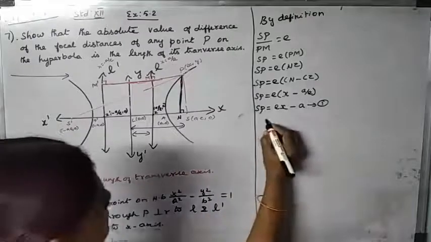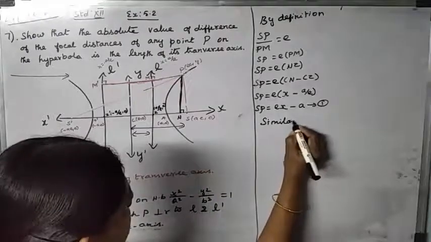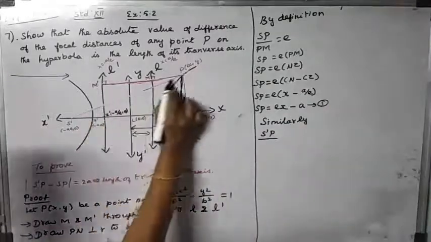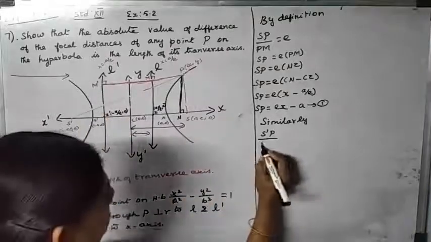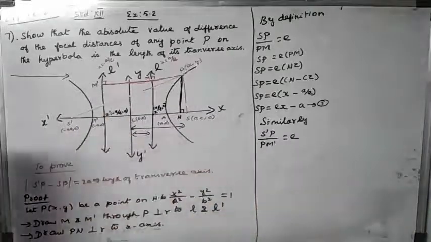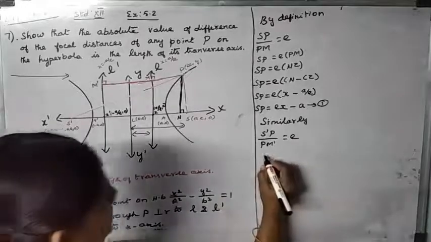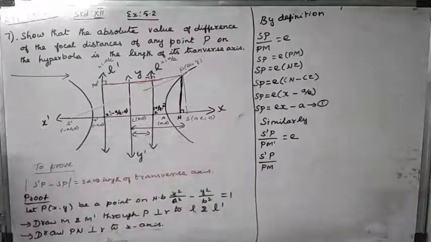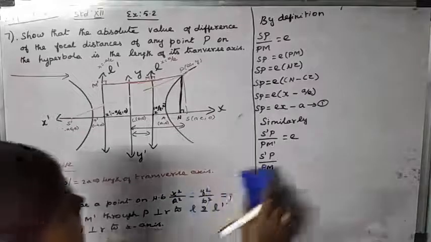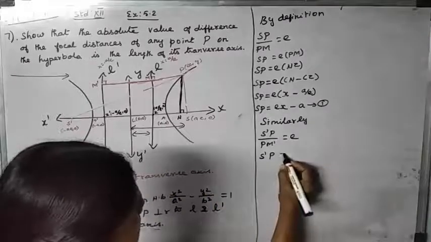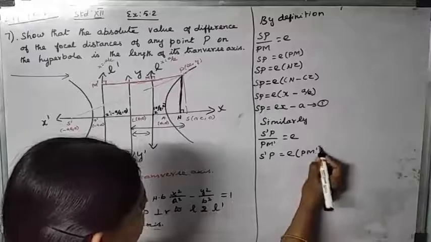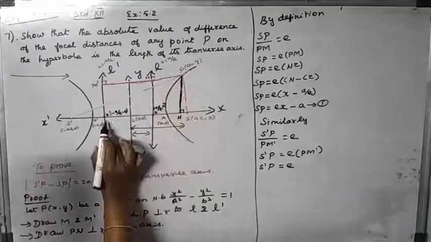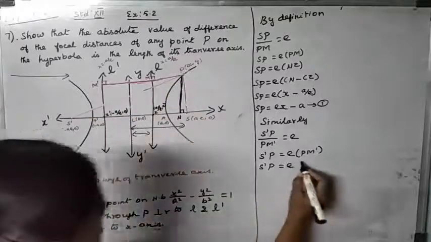So similarly, take S dash P by PM dash, which is a constant, that is eccentricity e. Now cross multiply, then we will get S dash P is equal to e of PM dash. Now S dash P is equal to e of PM dash, which is equal to NZ dash.